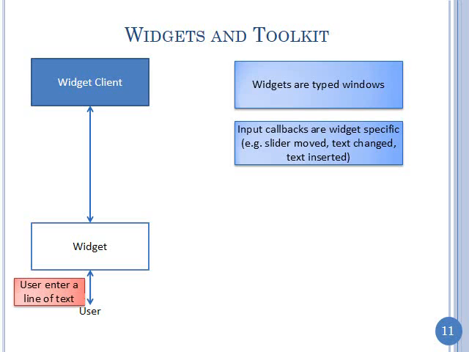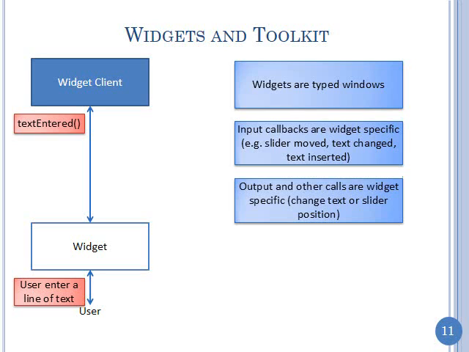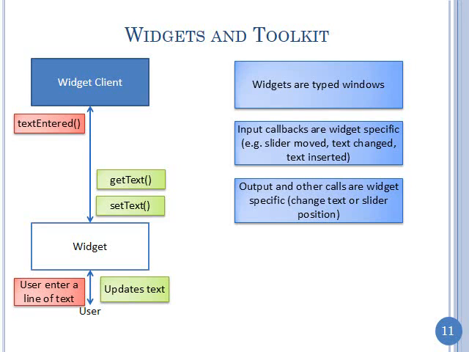So the user enters a line of text. You might get some text entered callback invoked there, or it could be a button pressed, whatever, a soft button pressed, and output and other calls are widget specific. So you can do getText to see what the current text is, and then you can change the text to update it. Okay, questions?